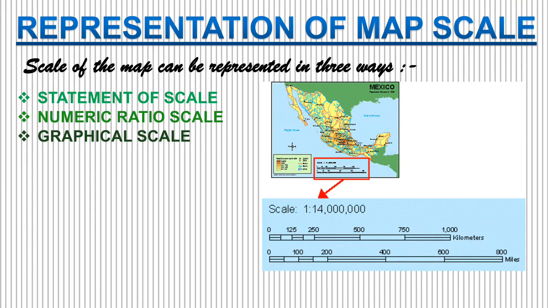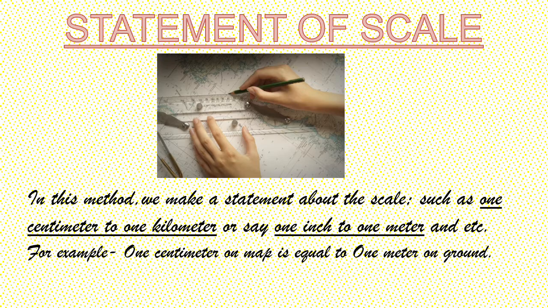Representation of map scale. Map scale can be represented in three ways: statement of scale, numeric ratio scale, graphical scale. Statement of scale. In this method, we make a statement about the scale, such as 1 centimeter to 1 kilometer, or say 1 inch to 1 mile, etc.